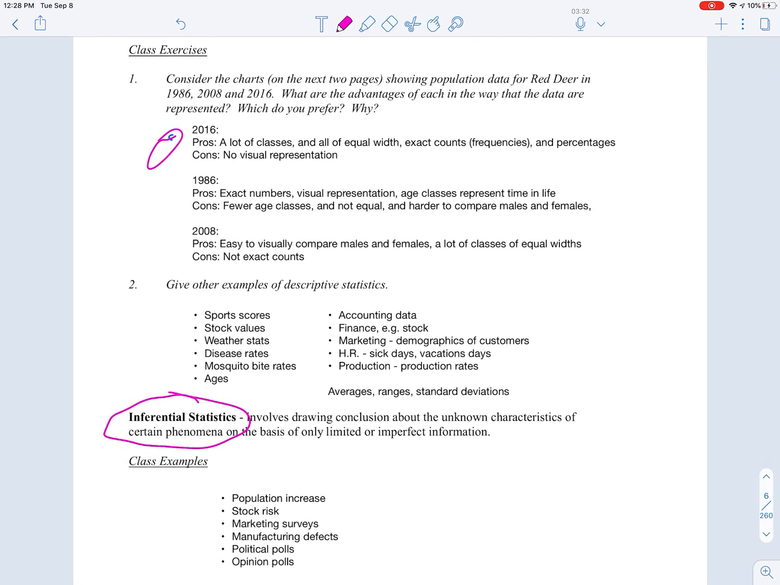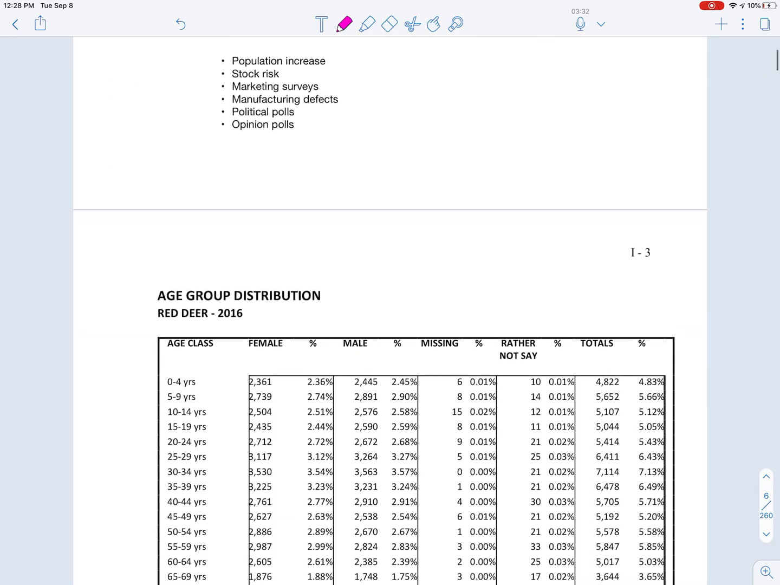Things like population increase. What is the population going to be next year? Stock risks, if you're in finance, marketing surveys, manufacturing defects, the rate of defects if you're in production, political polls, opinion polls. There's lots of examples of inferential statistics.